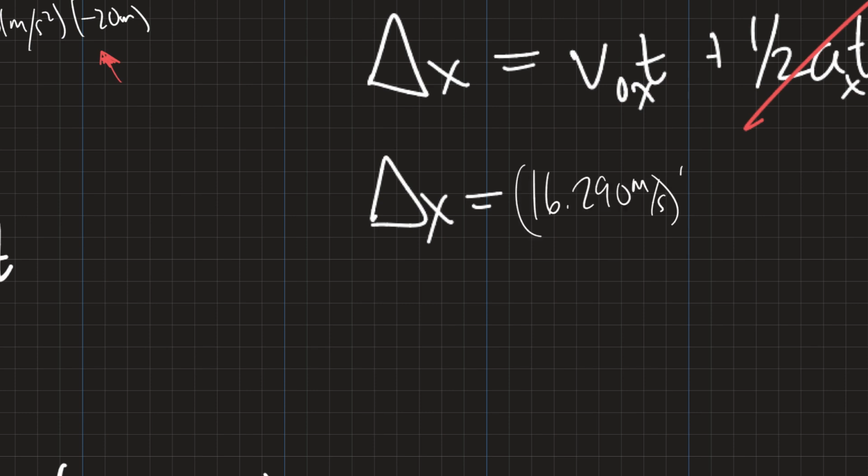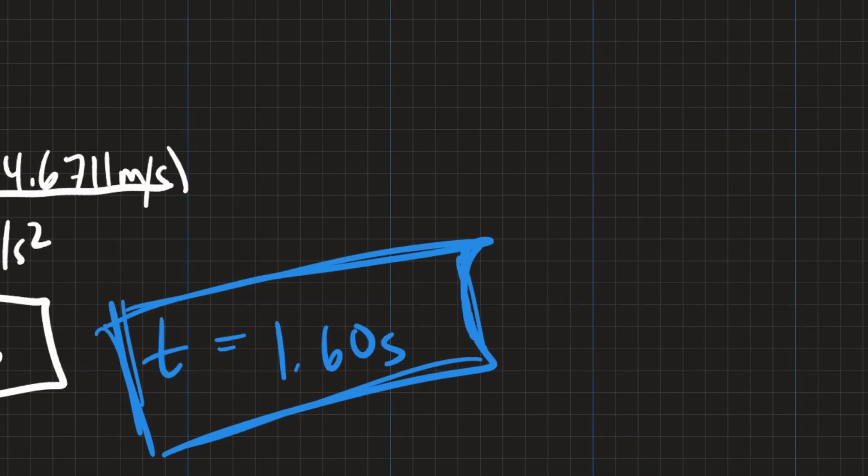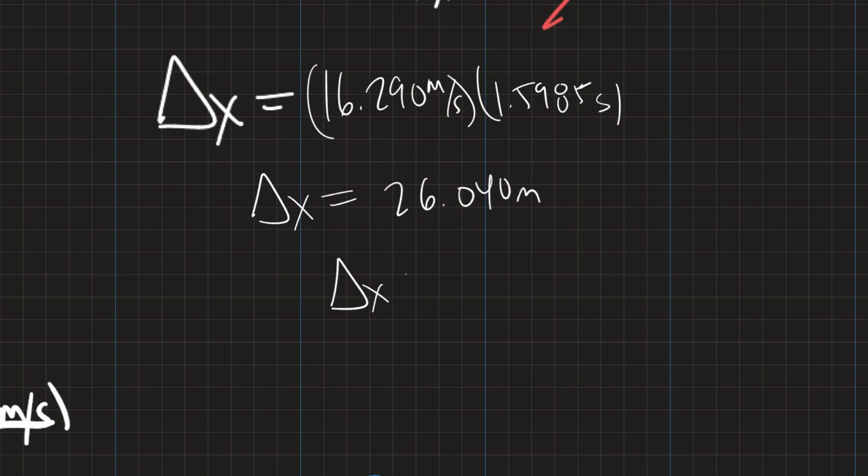And how long were we moving in that x direction? 1.5985 seconds. So delta x is whatever those numbers give: 26.040 meters. So delta x equals 26.0 meters. That's 3 sig figs.